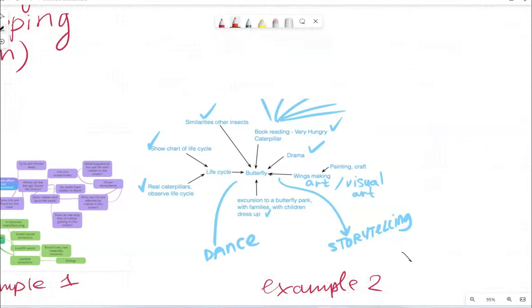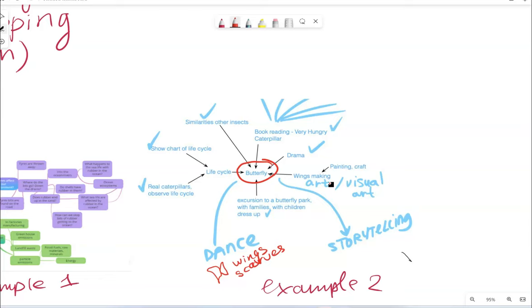As you can see on the right, example 2 is a mind map of a butterfly inquiry, using webbing. We have a topic in the middle focusing on butterflies, and we have some suggested ideas and draft ideas of what the teacher can think of. For example, when you have interest in butterflies, you can consider dancing. Children can dance as butterflies. We can have those wings or scarves, and children can actually use them for dancing.